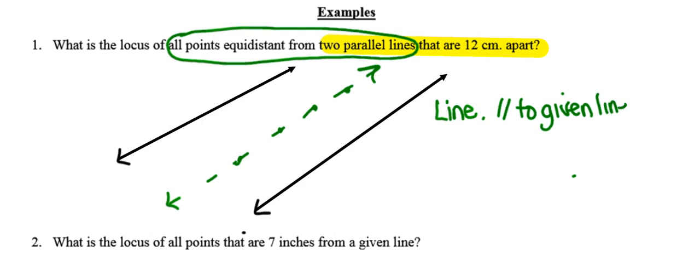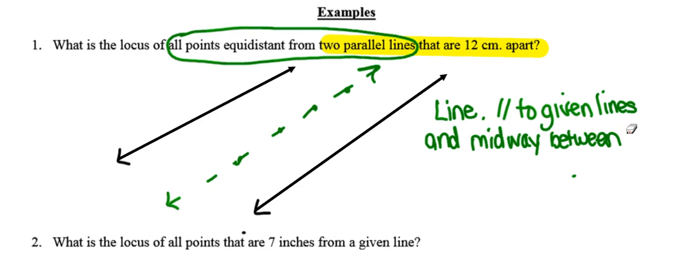But again, I need to give just a little bit more, because there are lots of lines out there that are parallel to the given lines. This one is special because it's midway between them, or you might say halfway. So that's a nice description that describes this green line and only this green line, no others.